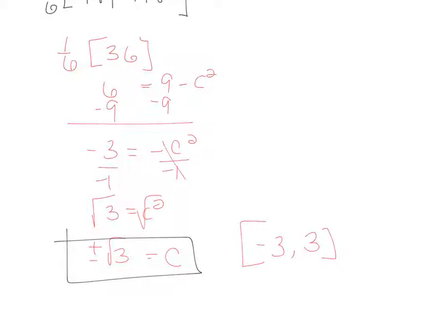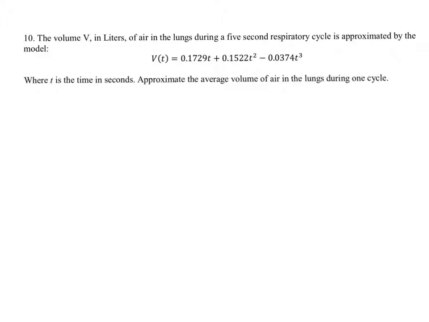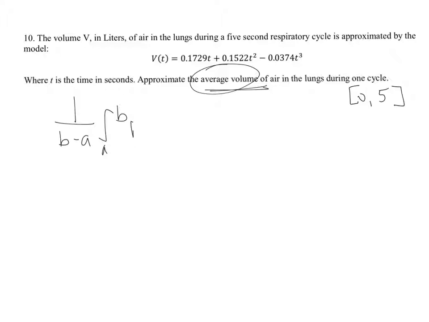The next one says the volume V in liters of air in the lungs in a 5-second respiratory cycle is approximated by this model, where t is the time in seconds. Approximate the average volume of the air in your lungs during one cycle. One cycle is from 0 to 5 seconds. So that's your a to b, and when they say average, they mean average value theorem. So I'm going to do 1 over b minus a times the integral from a to b of f of x dx.